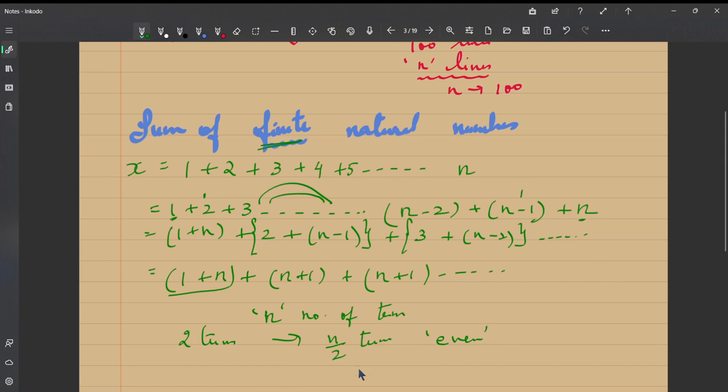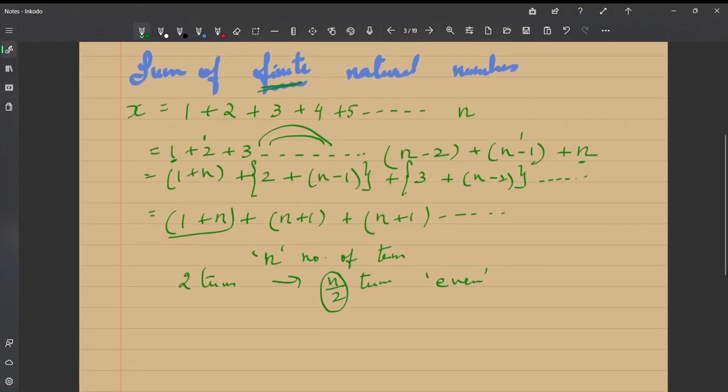What will happen if n is odd? This n by 2 is not going to hold, isn't it? So I cannot say this is n by 2 numbers of n plus 1. I can't say it because we do not know whether n is even or n is odd. So let us make it even for that purpose. How do we make it even?